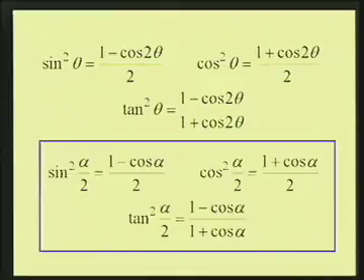What I'm going to do is let theta equal alpha over 2. What that gives me is sine squared of alpha over 2 equals 1 minus cosine of 2 times alpha over 2. The 2's cancel, giving me just alpha. So I get sine squared of alpha over 2 equals 1 minus cosine of alpha over 2. Cosine squared of alpha over 2 equals 1 plus cosine of alpha over 2. And tangent squared of alpha over 2 is 1 minus cosine of alpha divided by 1 plus cosine of alpha.